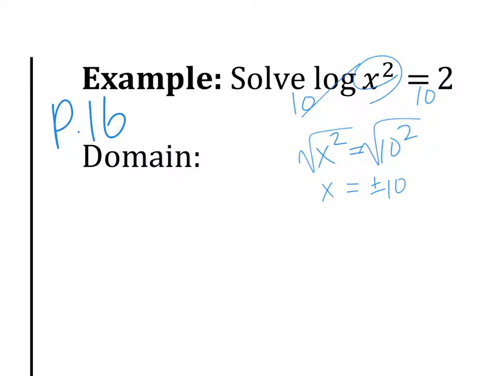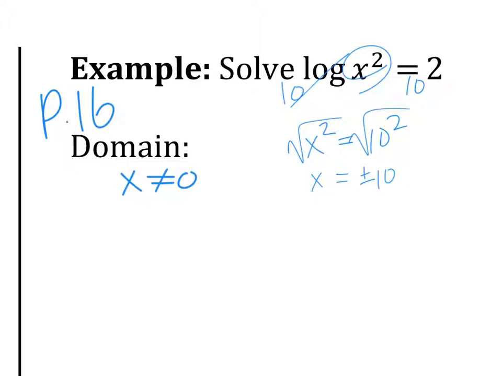Okay, these log equations are a little bit tricky because you have to check the domain. Okay, log x squared equals 2. All right, so we didn't finish this yesterday. What's the domain on this log x squared? Except 0, it cannot equal 0. Okay, so whatever we solve, it cannot be 0. Okay, so we did this yesterday.